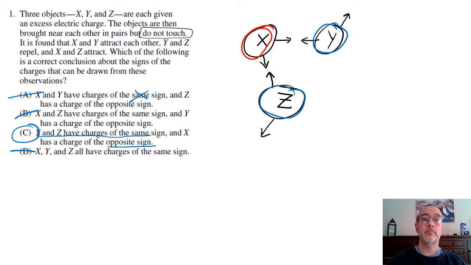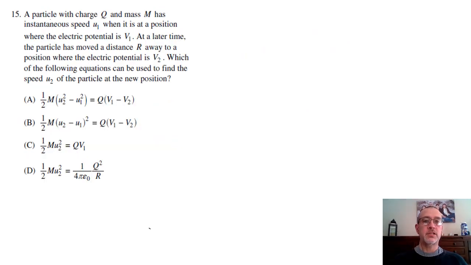All right, this next problem, which is question number 15, says a particle with charge Q, and mass M, has an instantaneous speed U1. It's U instead of V because they want V for voltage. So whichever direction it's going doesn't matter. We'll call that U1, when it is at a position where the electric potential is V1. So let's write that as V1.